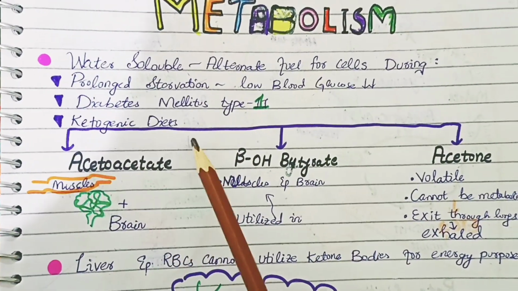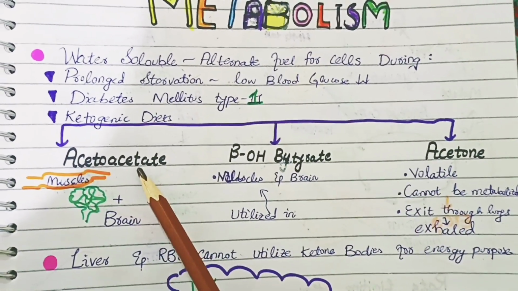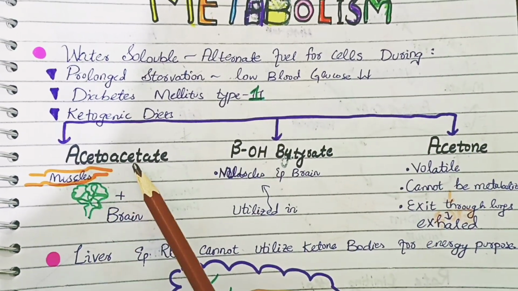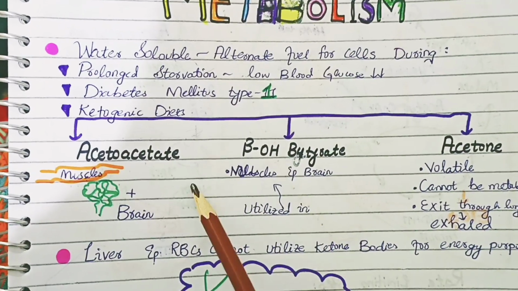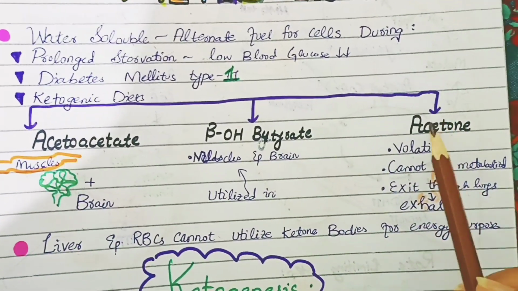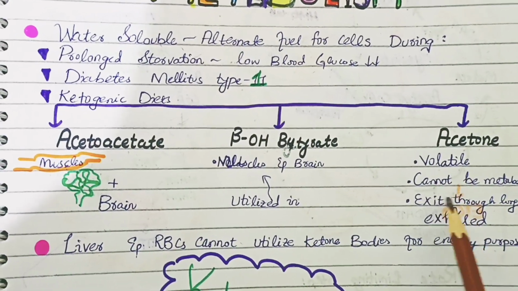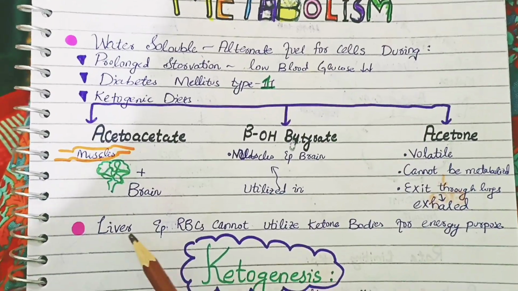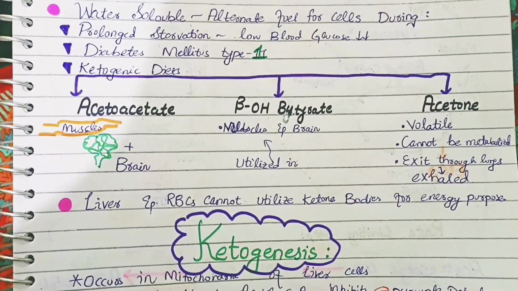Now, there are three types of ketone bodies that are produced in the human body. These include acetoacetate, beta-hydroxybutyrate, and acetone. Acetoacetate and beta-hydroxybutyrate can be utilized in the body, in the brain and the muscles. Whereas acetone is a volatile compound, it cannot be metabolized further in the body and therefore it exits via the lungs and is exhaled. One other point about ketone bodies is that liver and RBCs cannot utilize ketone bodies for energy purposes.